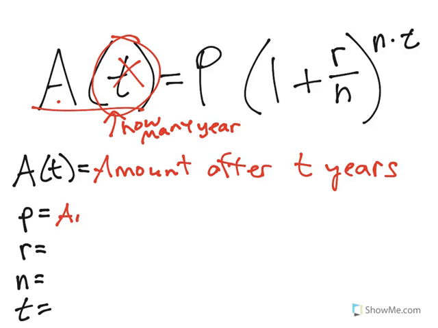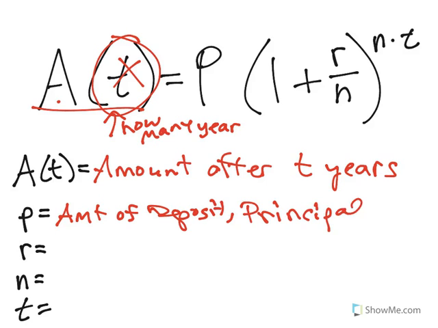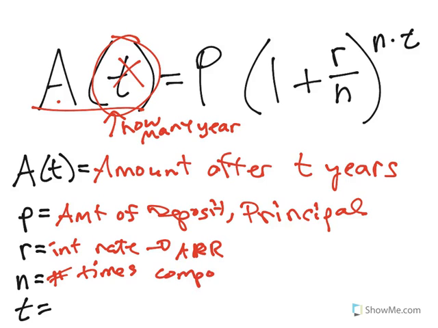P is the amount of deposit, so we would often call this the principal. The r is the interest rate, and usually this is an annual interest rate. We will often call this the APR. The n is the number of times compounded. Now, this is where you really need to be paying attention because n can change, and t is the number of years. Now, let's talk about n.